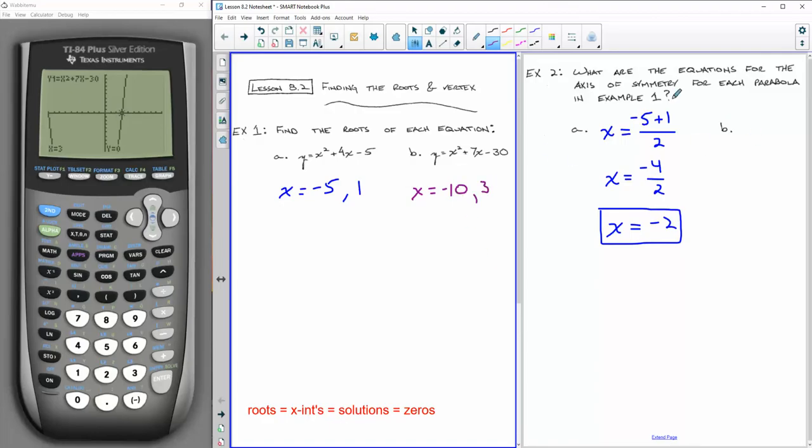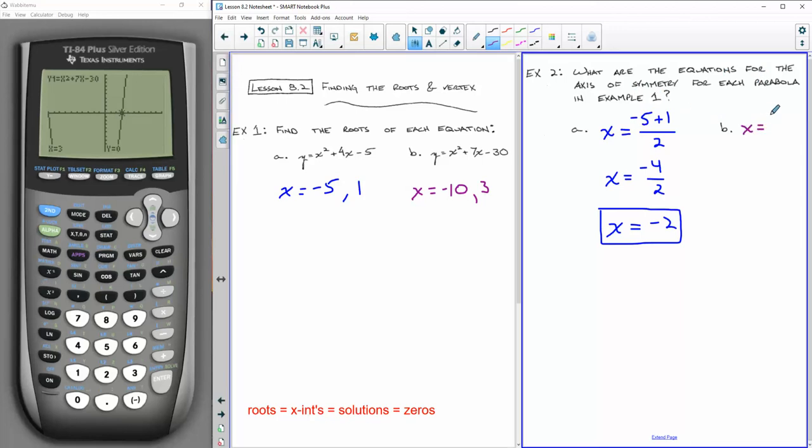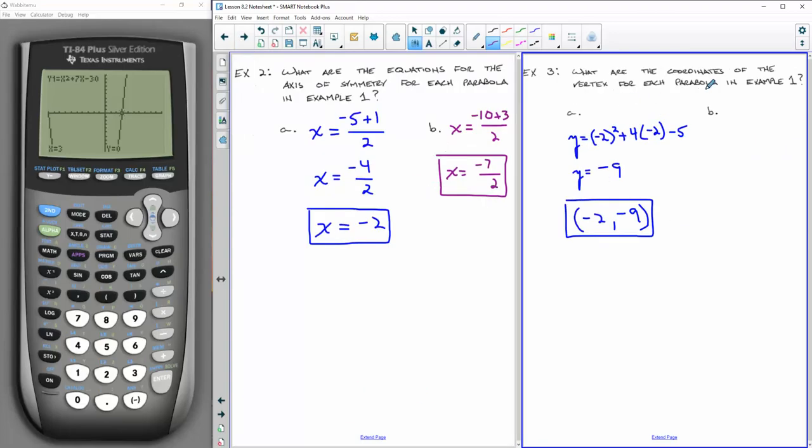Okay. So what's the axis of symmetry? If we take that negative 10 and add the 3 to it, and then divide by 2, that'll give us the axis of symmetry, which is x equals negative 7 halves. That's the vertical line that runs through here, or negative 3.5, right? What are the coordinates of the vertex?